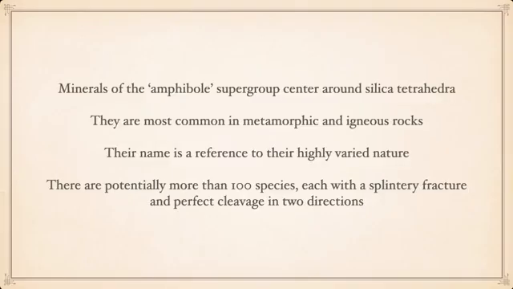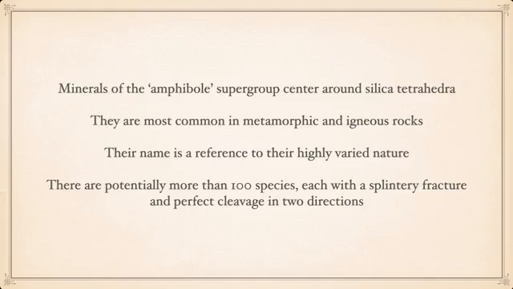First of all, minerals of the amphibole supergroup center around chains of silica tetrahedra. They're most common in metamorphic and igneous rocks, and their name is a reference to their highly varied nature. So amphi is the same root from ambi, where we get ambidextrous from. It means both. It's a reference to basically say two or multiple forms of these chains.